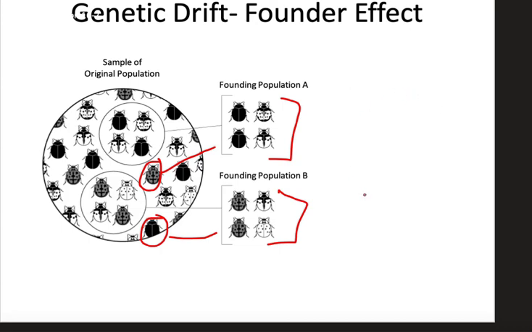And so if we go through time, the question has to be asked, will the beetles on island A and B end up looking like the beetles from the original population?